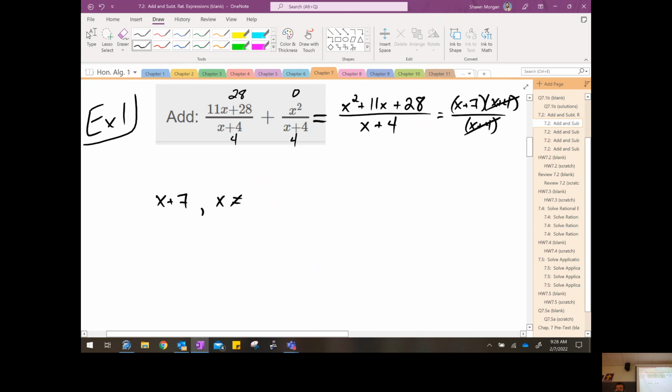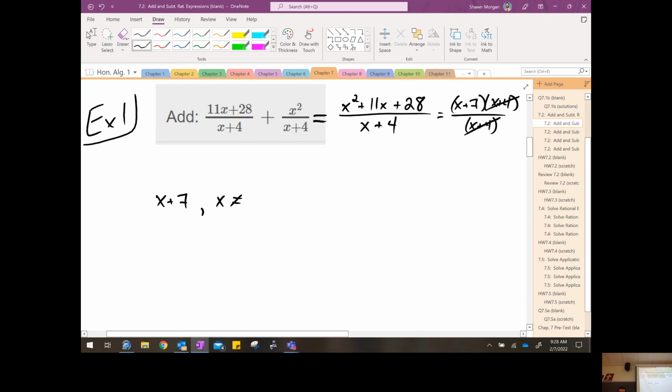If I plugged in 4, we're getting closer. We're not quite there yet. If I plugged in 4, that's 44 plus 28, that's 72, I think. 4 plus 4 is 8. And 4 squared is 16. So that's 88 over 8, which is 11. 4 plus 7 down here gets me 11 as well. Not a bad number. Make that adjustment for me.